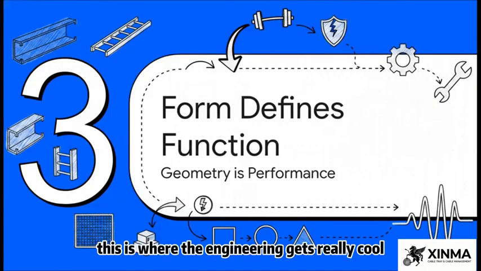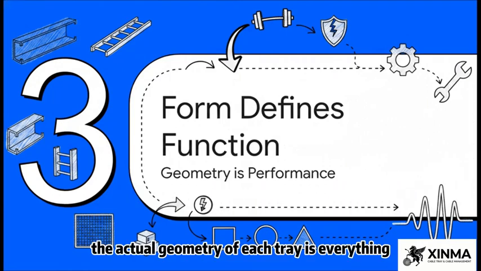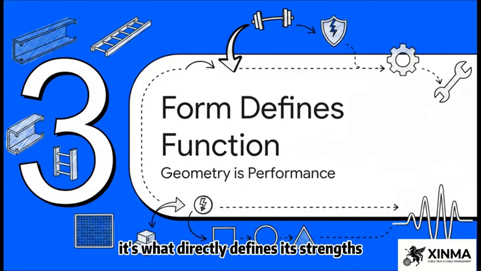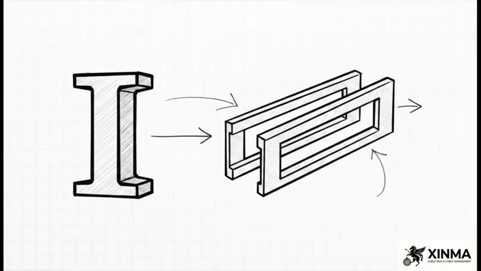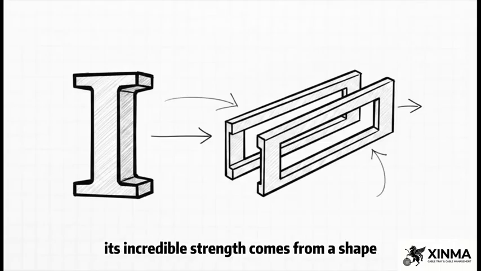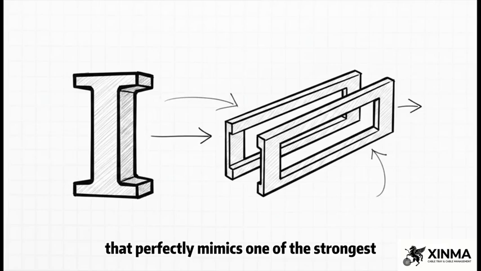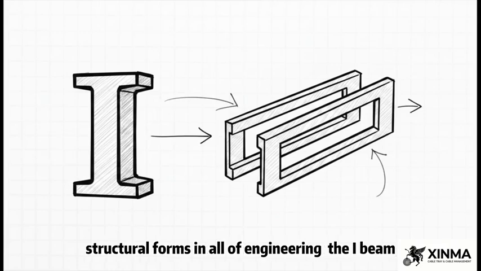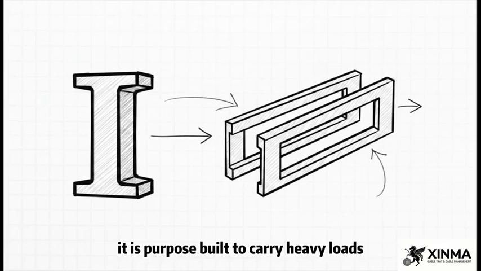And this is where the engineering gets really cool. The physical shape, the actual geometry of each tray is everything. It's what directly defines its strengths, its weaknesses, and exactly where it should be used. Just think about a ladder tray for a second. Its incredible strength comes from a shape that perfectly mimics one of the strongest structural forms in all of engineering, the I-beam. It is purpose-built to carry heavy loads efficiently over really long distances.